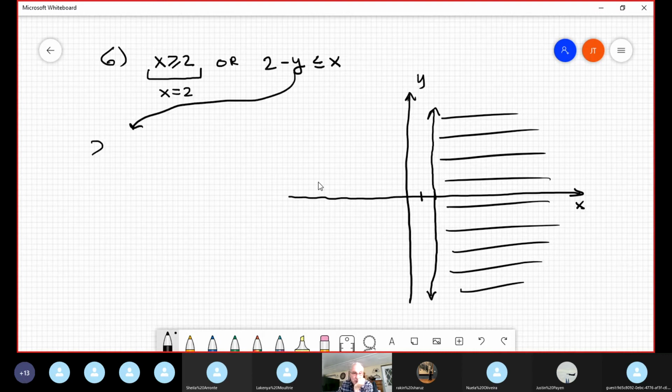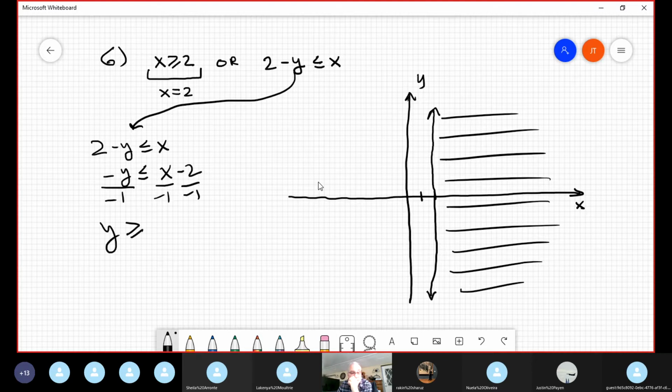Now I take this one: 2 minus y less than or equal to x. So minus y less than or equal to x minus 2. Divided by negative 1, y alone. Remember, switch the symbol. And this is minus x plus 2. You convert to the equation now. The equation is y equals minus x plus 2.